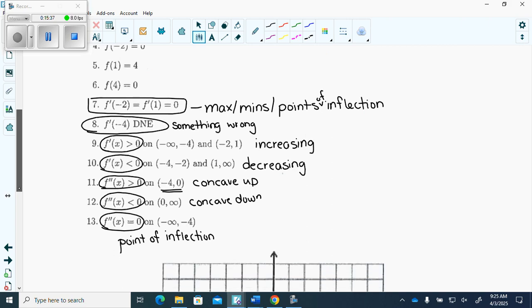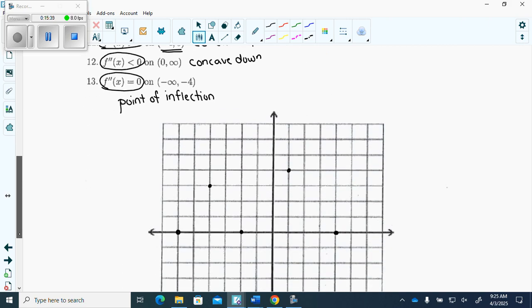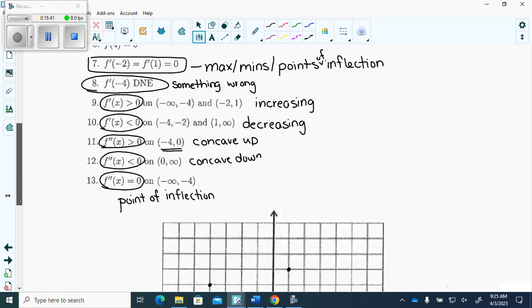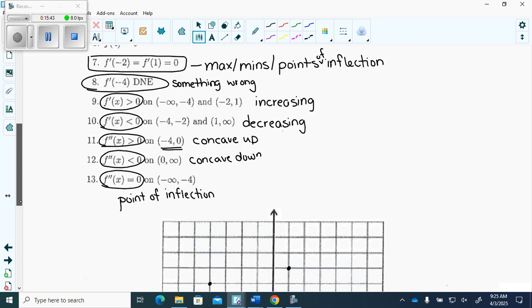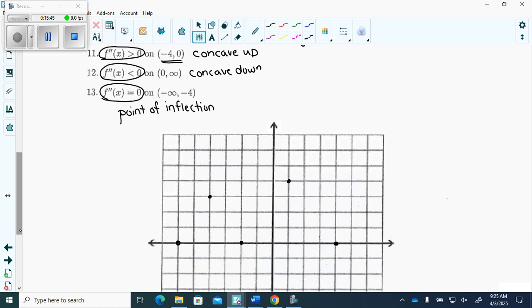We can discuss that stuff later. Anyways, this one here, basically it says we have a maximum or minimum at -2 and 1. So those are the ones that I really care about. -2 and 1. I'm going to make a blue. Okay?